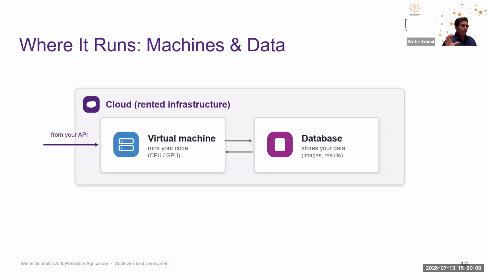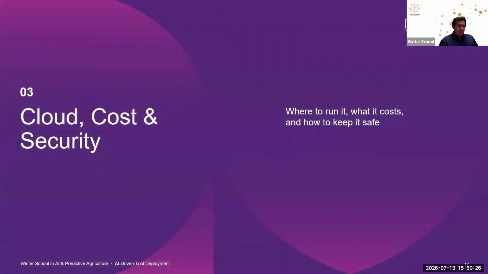This concept of using cloud or rented infrastructure for app development is the most common one that I've seen once you don't want to be using the hosted AI models, because that's not what you're doing, for example. So yeah. With cloud, obviously it comes with costs and things like security. So I want to touch on that for a little bit: where to run it, what it costs, and how to keep it safe.